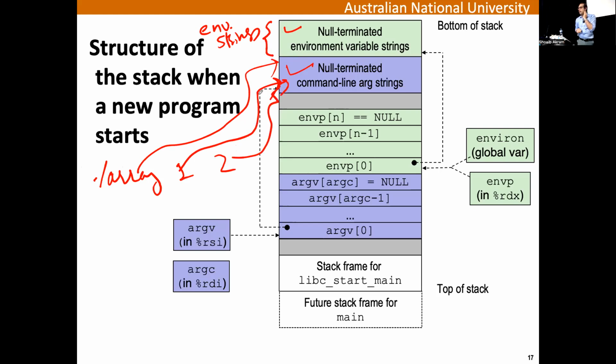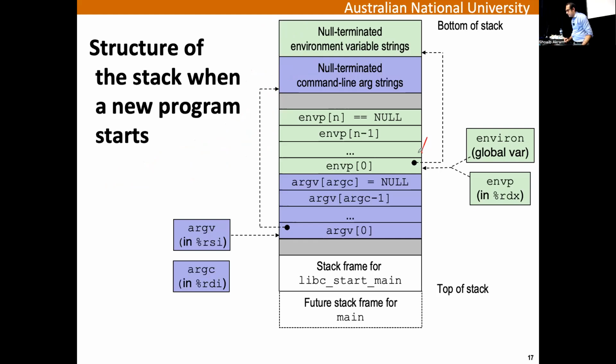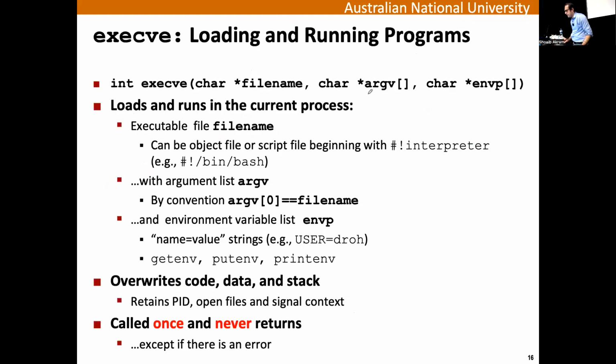So these are the command line strings we're talking about. These are just pointers to the actual strings. So you might notice that this is, what should we call this? Array of pointers or pointer to a pointer, right?